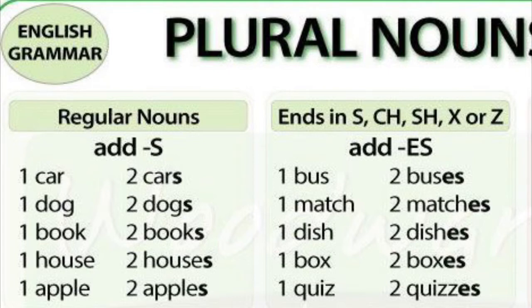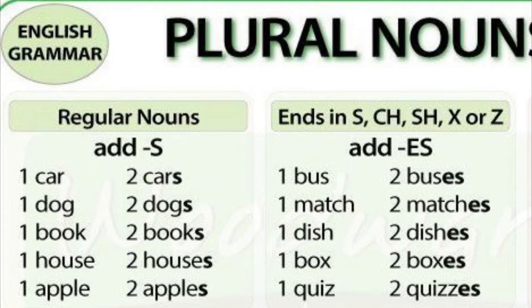Next, if we talk about the next rule, the words which are ending with s, ch, sh, x or z. The z rule is not given in this book, but the words which are ending with s, ch, sh, x or z must end with es. Those words we will change into the plural by adding es.